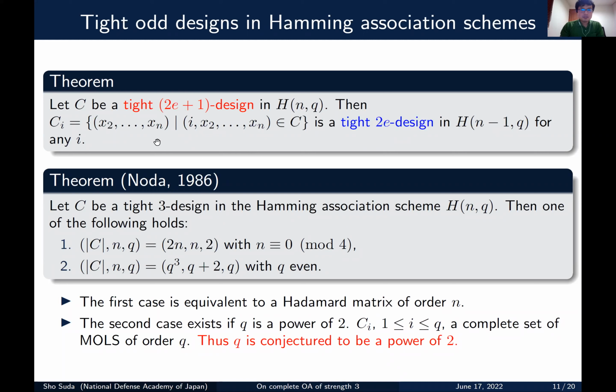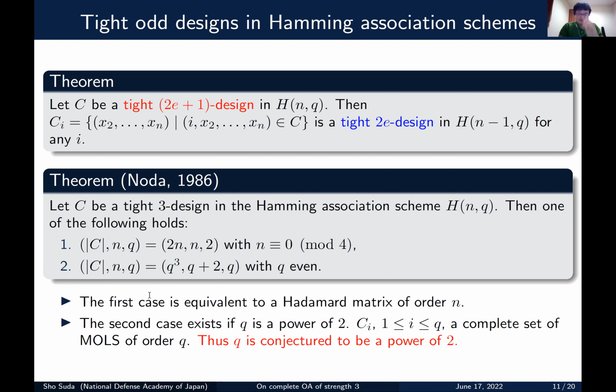But for the type 3 design case, its contraction is a type 2 design, and as I said, there are so many type 2 designs, so we don't have any non-existence result. But Noda obtains the following result. He showed type 3 designs have parameters of one of the following. The first case is Q is 2 and the number of rows equals 2n. The second case is the number of symbols Q is even, the length n is Q plus 2, and the number of rows is Q^3.